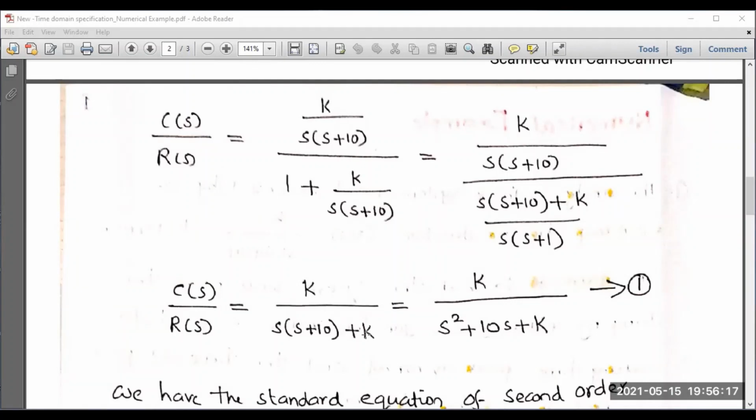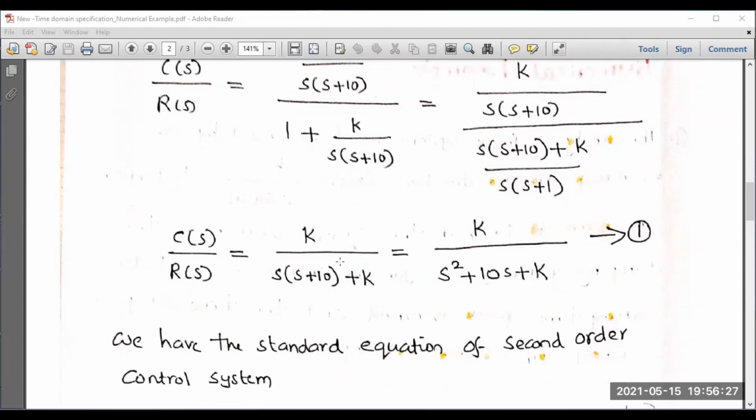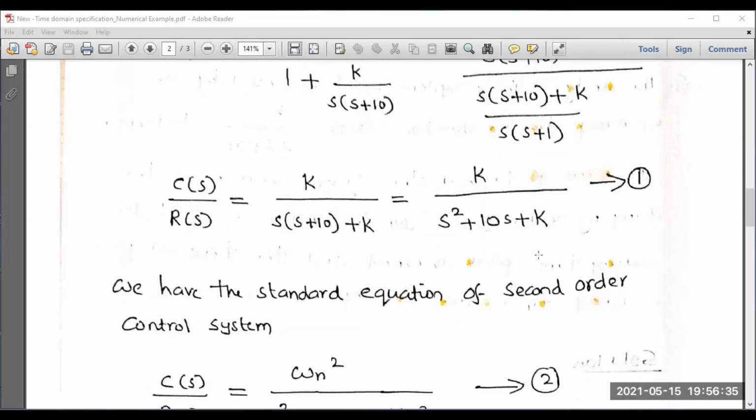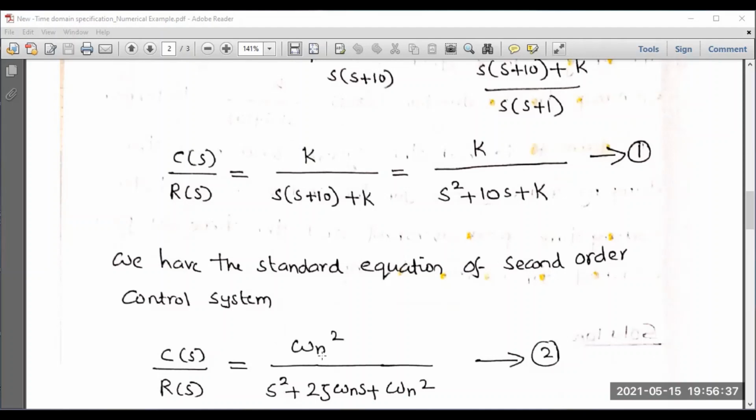Again you simplify and remove the brackets: K divided by s square plus 10s plus K. This is a second order transfer function, which you can call equation number 1, derived from the question. You know that the standard second order system is C(s) by R(s) equal to omega n square divided by s square plus 2 zeta omega n s plus omega n square. You need to compare equation number 1 and 2. How can we compare? Omega n square is equal to K.